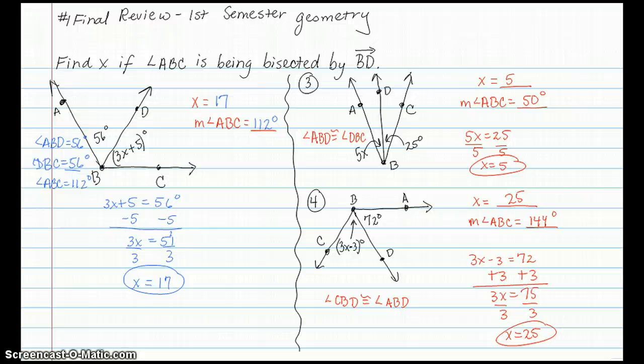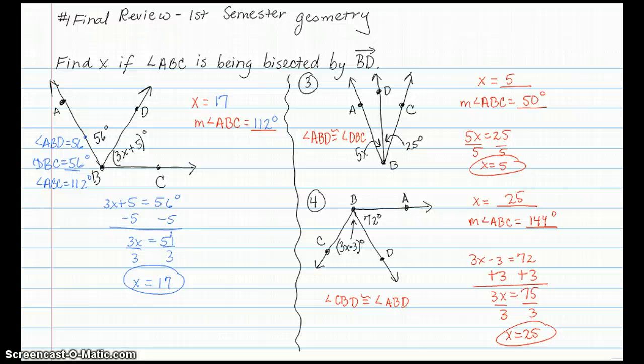For number 4, you would have angle CBD, which is 3x minus 3, being congruent to ABD, which is 72 degrees. You would add 3 using the addition property of equality, which would leave you with 3x equaling 75. Using the division property of equality, you would divide by 3, and you would end up with x equaling 25. Again, if you wanted to know both of the angles, 72 and 72 would give you 144 degrees put together, so that would be the measure of angle ABC.